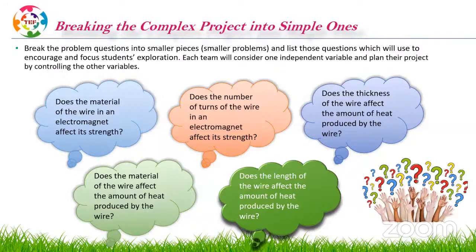For example, how can we break down our question: does the material of the wire in the electromagnet affect its strength? Does the material affect the strength? Does the length of the wire affect the flow of current? Does the number of turns, or thickness, or material affect the amount of heat produced by the wire? So these 5 narrow down questions are examples I had given, but according to the strength and level of the students we can narrow down the questions in our own innovative way.